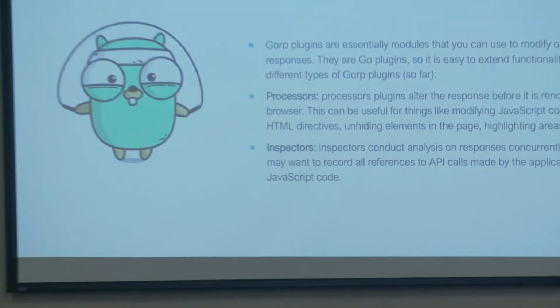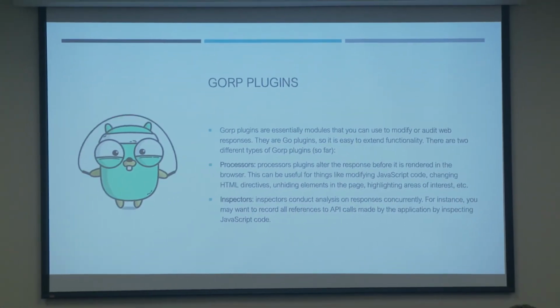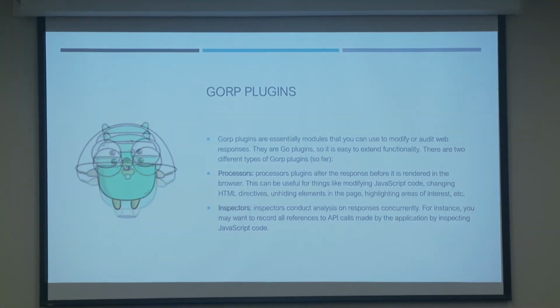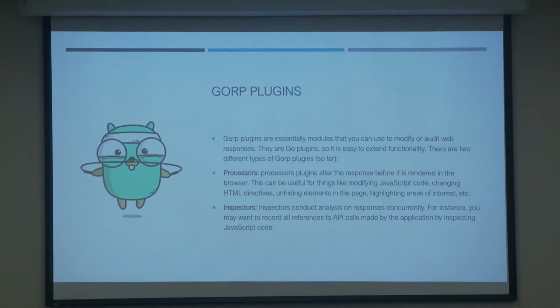There are 2 types of plugins. There are processors, which alter the response before it's rendered in the browser. This can be useful for things like modifying JavaScript code, changing HTML directives, or hiding elements. And the inspectors conduct analysis on responses concurrently. For instance, if we want to record all references to API calls made by the application, the responses get passed to the inspectors. The inspectors look for API references and then record those in a file.